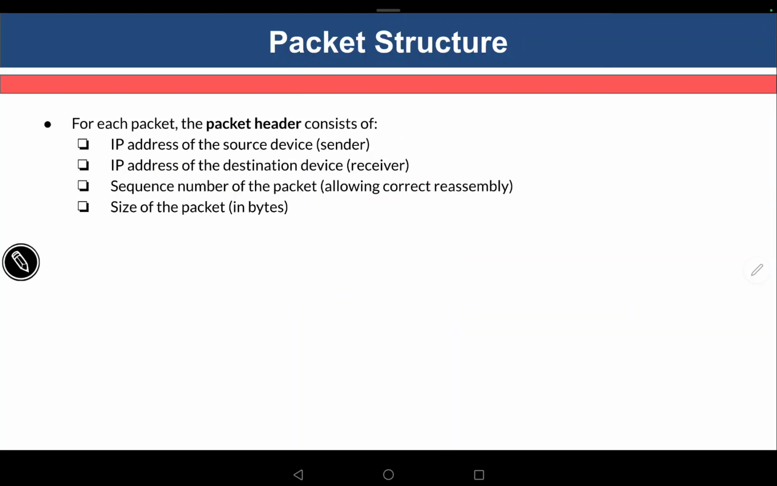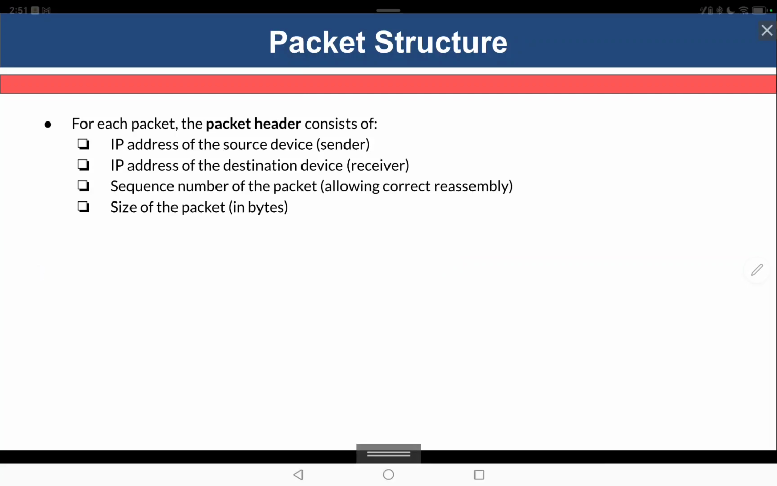In the packet header, we would have the IP address of the sender. We would have the IP address of the receiver so that the router knows which destination the data is going to. Then we'll have the sequence number of the packet so as to allow for reassembling of the data. Remember, the data is sent separately, so when it gets to the destination, it might not arrive in the correct order. So the sequence number will be used to reassemble the data back into the correct order.